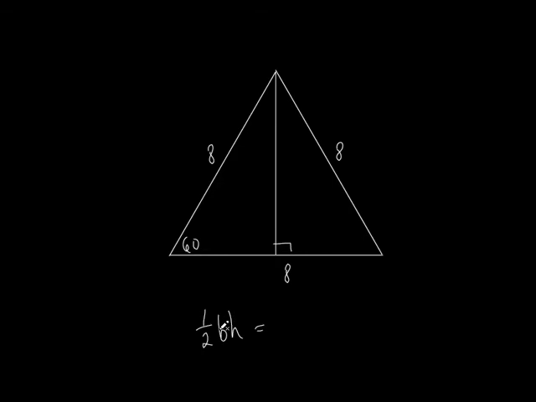I would just, on a triangle, do 1/2 the base times the height. So if this is 60, this is 30. All right, this is the height. I know the base already. What's the base? It's 8. So it's 1/2 times 8. And now all I've got to do is find the height.